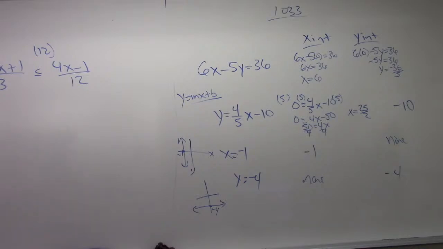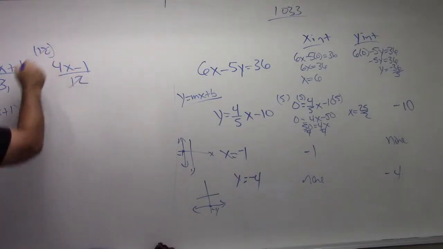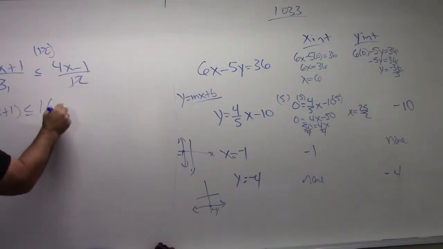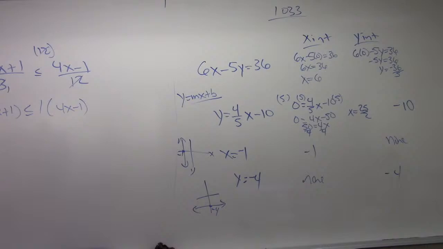12: 6 goes into 12 2 times, 2x minus 2. 3 goes into 12 4 times, 5x plus 1. 12 goes into 12 1 time, 4x minus 1, yes? Everybody good? 2x minus 4 minus 20x minus 4, less than or equal to 4x minus 1. Negative 18x minus 8, less than or equal to 4x minus 1.